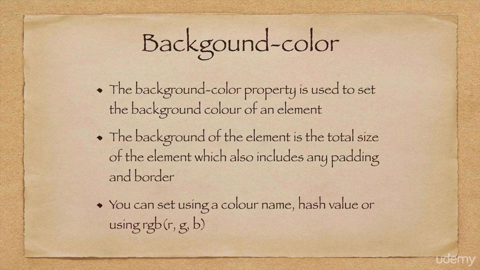And you can set it using a color name, so for example, red, black. You can use a hash value. We all know you can get hash values of particular colors, or you can use RGB and then inside the brackets have the R and the G and the B value. So there's a few ways of actually setting the color.